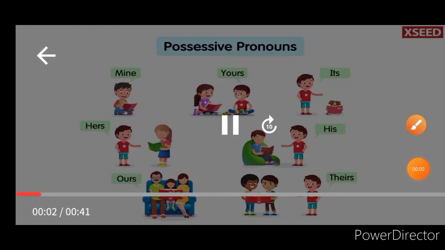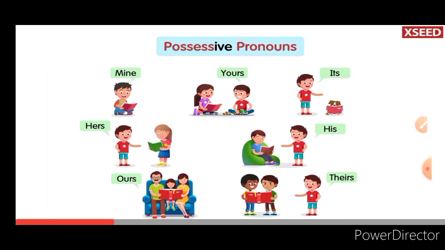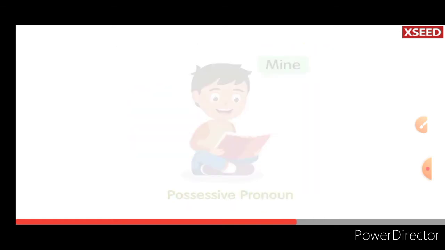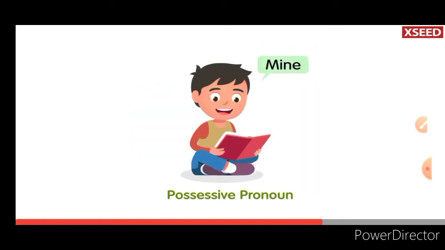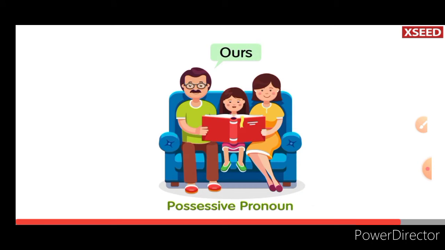We know that possess means belong to, and that pronouns stand in the place of nouns. Instead of saying, the book belongs to Jan and John, we can say, the book is theirs, or mine, or his, or ours.